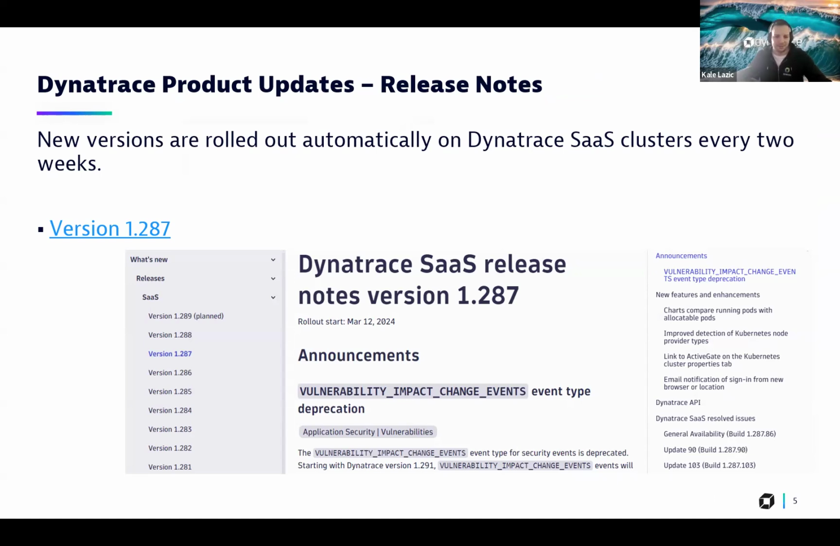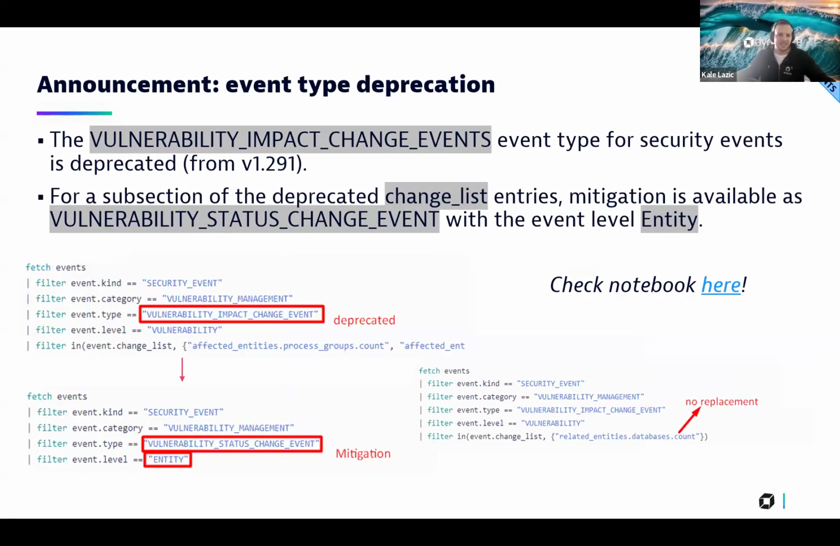Then let's get started. The first part that we discuss today is the announcement. For all of you that use the application security solution of our platform, we have a deprecation note about the event type. As you can see on this slide, when you fetch events with the event kind security event and the event category vulnerability management, there is the event type vulnerability impact change event. This event type for the security events is deprecated from version 1.291. So please be aware of this.